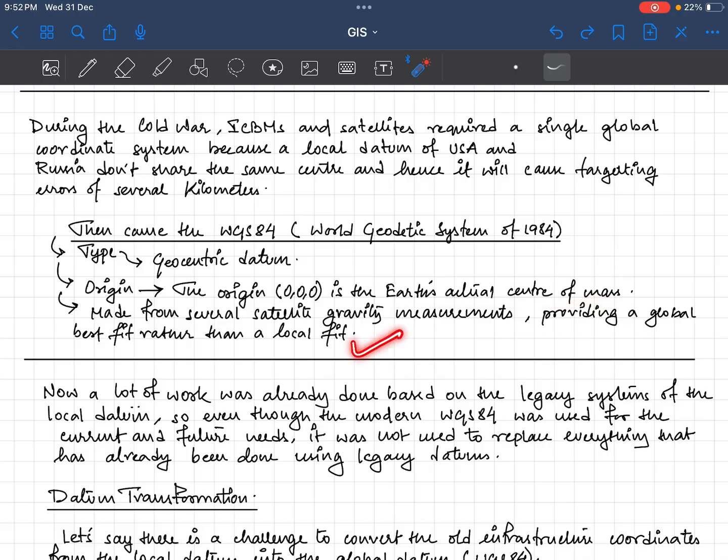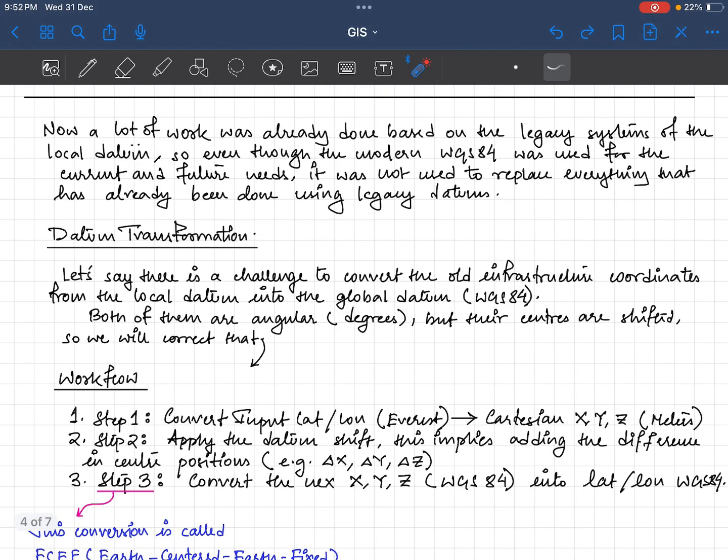So basically what happened is that multiple satellites passed over the Earth multiple times, made multiple readings, and multiple calculations were done, and ultimately a best fit ellipsoid was made, which obviously has errors, but the overall rate of error throughout the globe was very minimal. So it was not made from the perspective of fitting the ellipsoid in a local space, rather it was made from a global perspective.